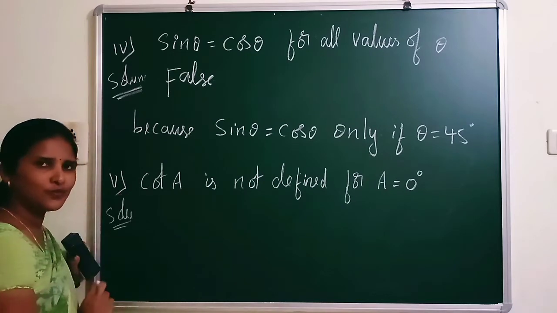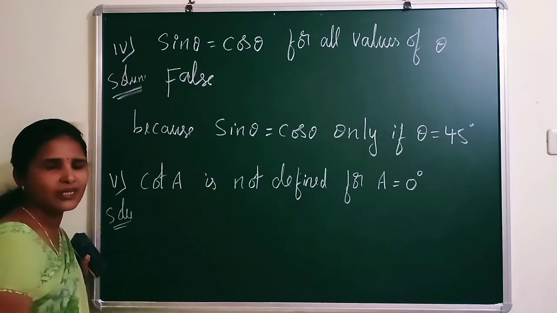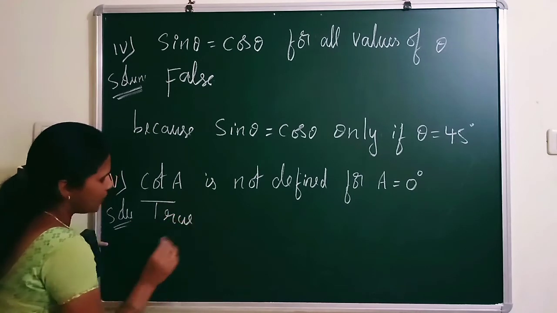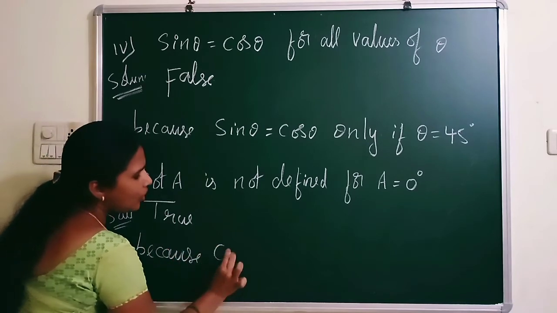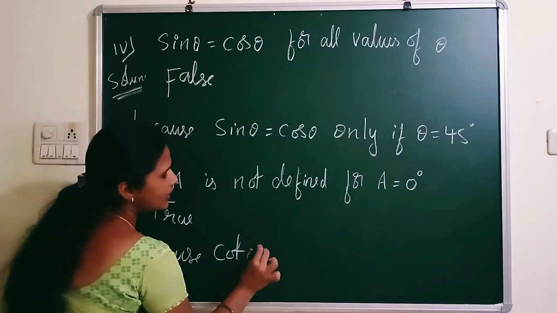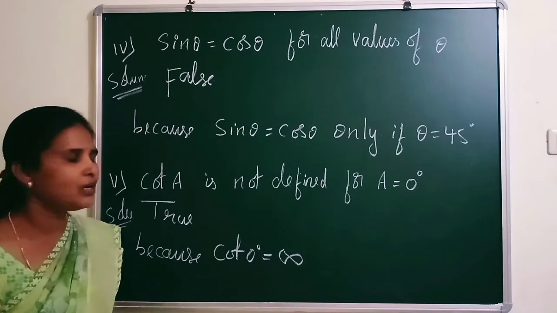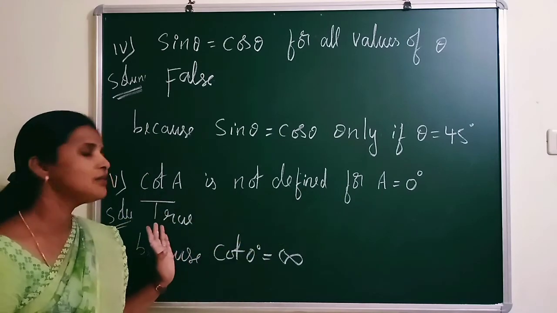Next, last question of this main. Cot A is not defined for A equal to 0. It is very clear from the table. So the answer is true because you can see what is given in place of A: 0. So cot 0 degree is clearly undefined, that is infinity from the table. So we can tell that cot A is not defined for A equal to 0 degree.